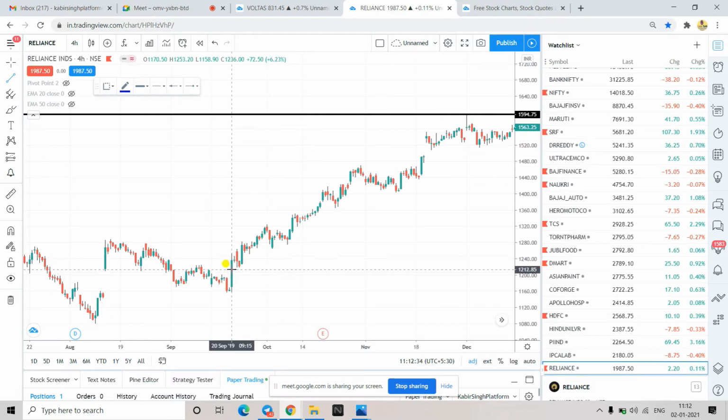Now see this candle here. This is again a bullish candle, and then small profit booking candles, and then it is again going up. So this also can be seen as a bullish flag pattern.